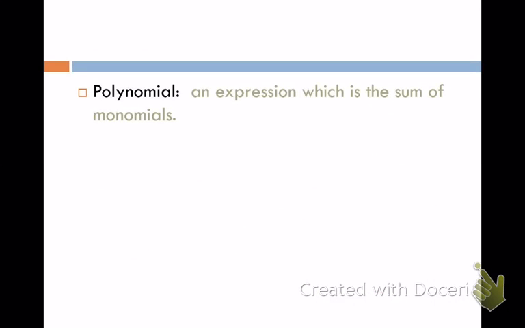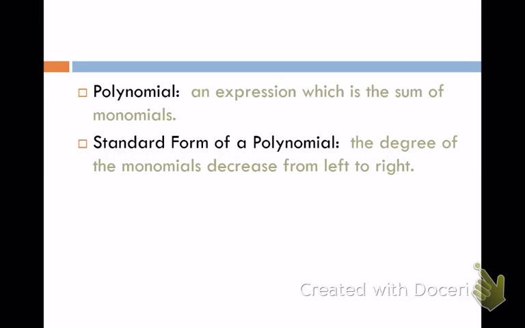Now, a polynomial. Poly meaning many. A polynomial is an expression which is the sum of monomials. Okay? When we write polynomials, we write them in standard form. This is sort of, if you want to think of it as math OCD, right? We want to make it look a particular way. And for polynomials, what we do is we start with the highest degree monomial. And then we work left to right and decrease the degrees as we go, right?